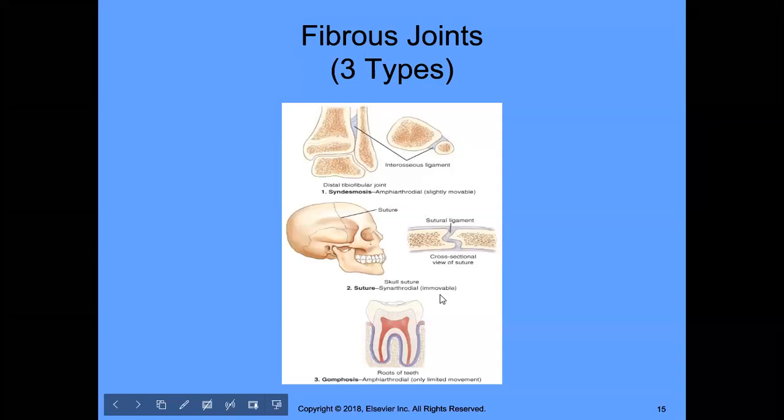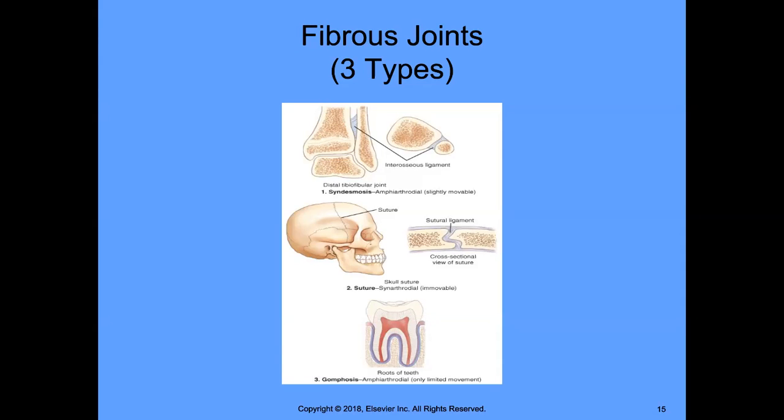All right, so now we're looking at the types of fibrous joints that we have in the body. Underneath fibrous joints, we have syndesmosis, again, which is slightly movable. We have this type of joint, for example, down in the ankle area. We also have it in the radius and ulna articulation.